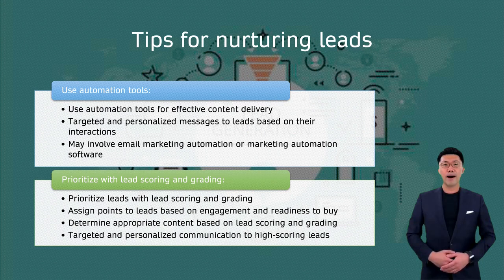The next one is prioritize with lead scoring and grading. Lead scoring and grading can be helpful in prioritizing leads and determining the most appropriate content to send. This may involve assigning points to leads based on their level of engagement and readiness to buy, and using this information to determine which leads should receive more targeted and personalized communication.